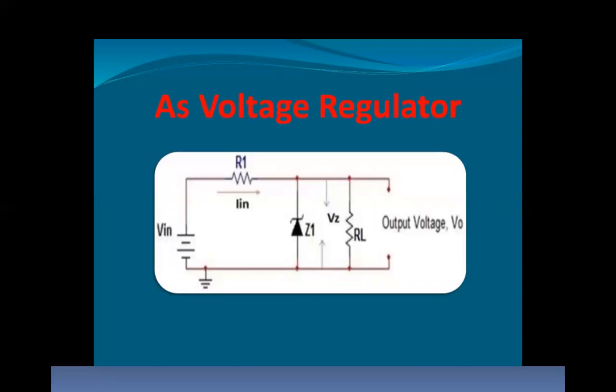Now, the circuit for voltage regulation. They have given a source, then a resistance to protect the circuit for proper biasing, and a Zener diode. Across this Zener diode we have connected a load resistance, and across this load resistance we measure the output voltage.